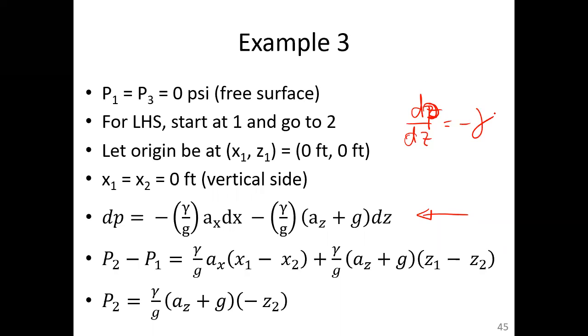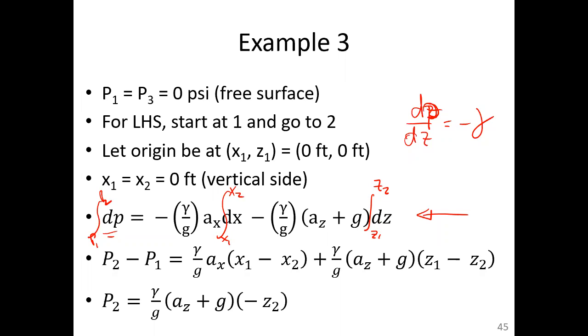That was our analogy in fluid statics. dP/dz is minus gamma. So here we have the change in pressure occurring due to any changes with movement in the x and any changes with movement in the z, as long as you have both ax and az. We take that equation for dp and integrate it between p1 and p2, from x1 to x2 and from z1 to z2. And what you get is the second to last bullet.